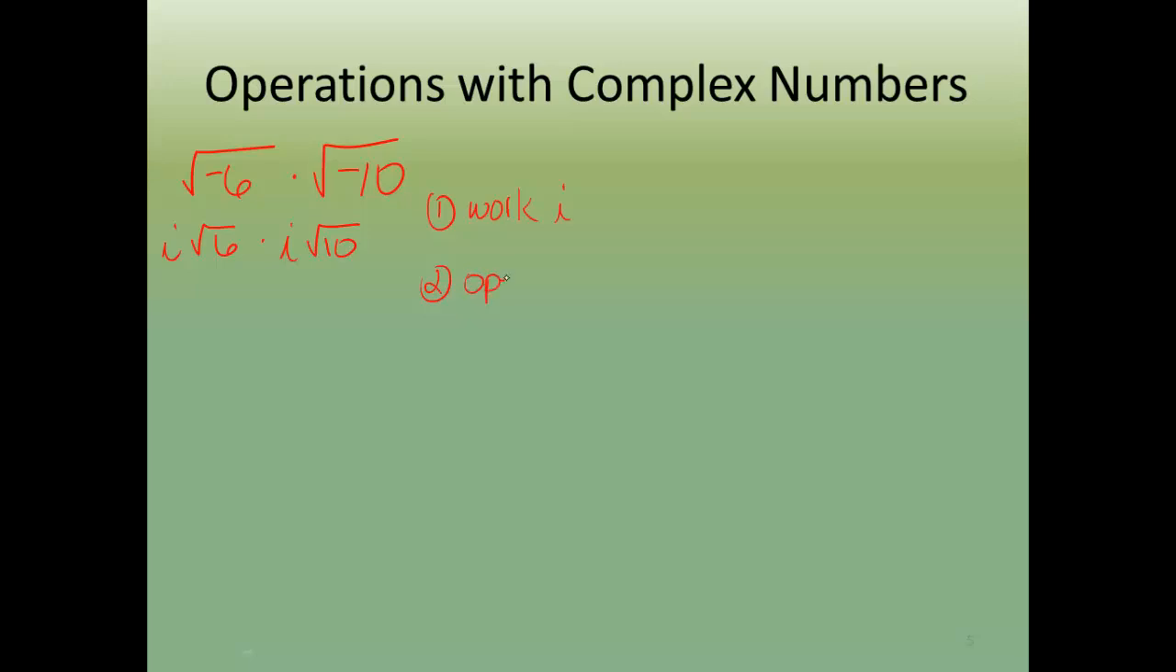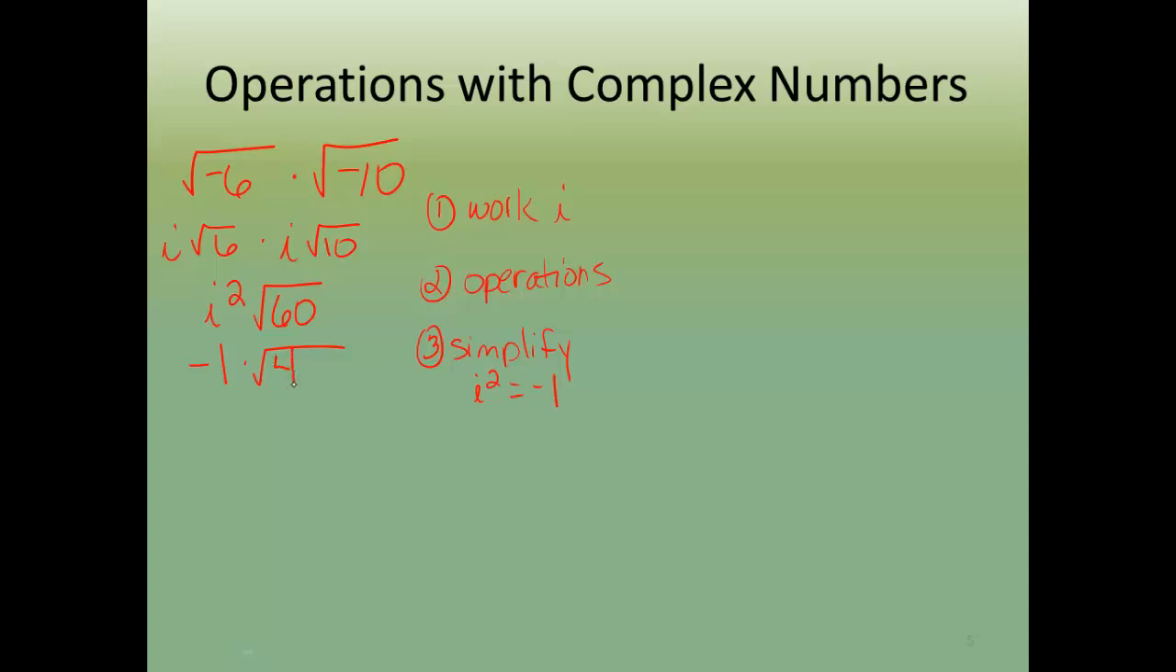Second thing I want to do is work with the operations. In this case, it's multiplication. So i times i is i squared. The square root of 6 times the square root of 10 is the square root of 60. And then the last thing I want to do is simplify whatever I have left. We already talked about how i squared is negative 1, so make that negative 1.